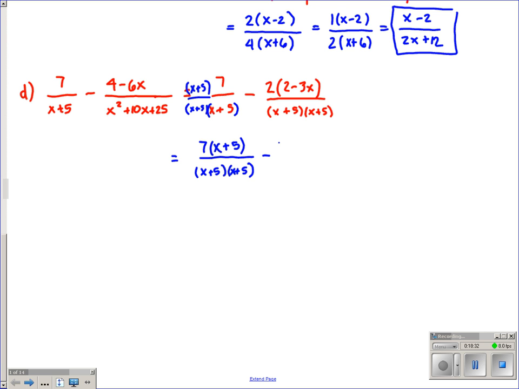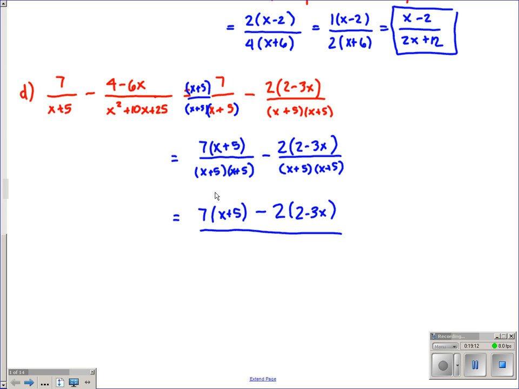And we're subtracting 2 times 2 minus 3x, all over the same denominator. Now that we have the same denominator, we can take this and write it as one fraction. So just take your numerator here, 7 times x plus 5, and we're subtracting all of this, remember. So we're subtracting 2 values of 2 minus 3x. This is all over x plus 5 times x plus 5.